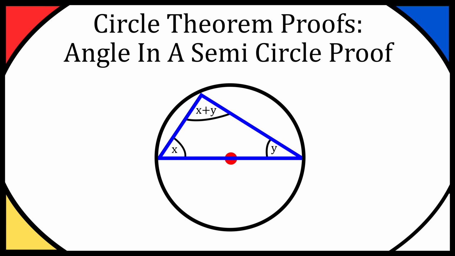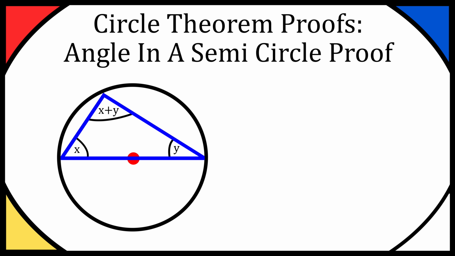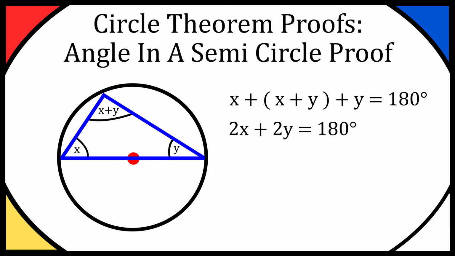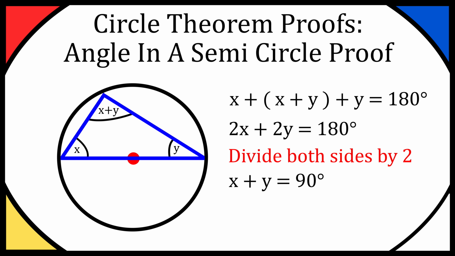Now from here, we're going to move this over a little bit to have some room to write. We're going to finish off the proof with the fact that all angles in a triangle add up to 180 degrees. So we've got x plus y plus x plus y is equal to 180 degrees. Add up all the x's and y's, so 2x plus 2y is equal to 180 degrees. Divide both sides by 2. It's going to give us x plus y is equal to 90 degrees. So we know that x plus y added together is always going to be 90 degrees. And 90 degrees is a right angle, so that's always going to be a right angle. Hopefully that makes sense.